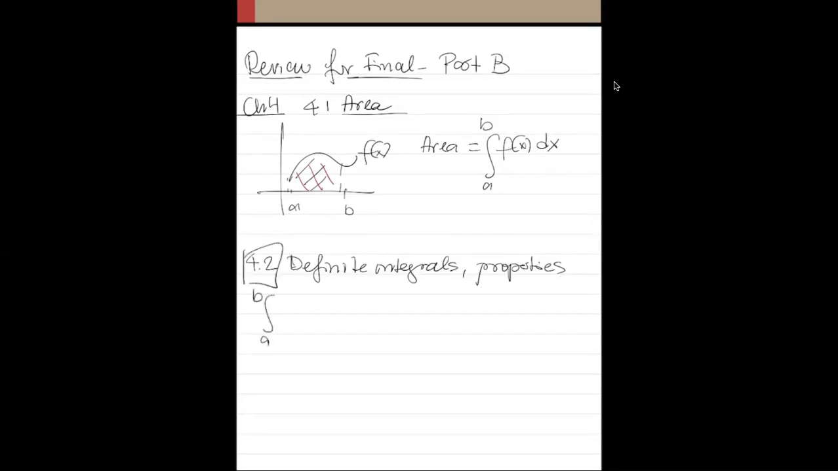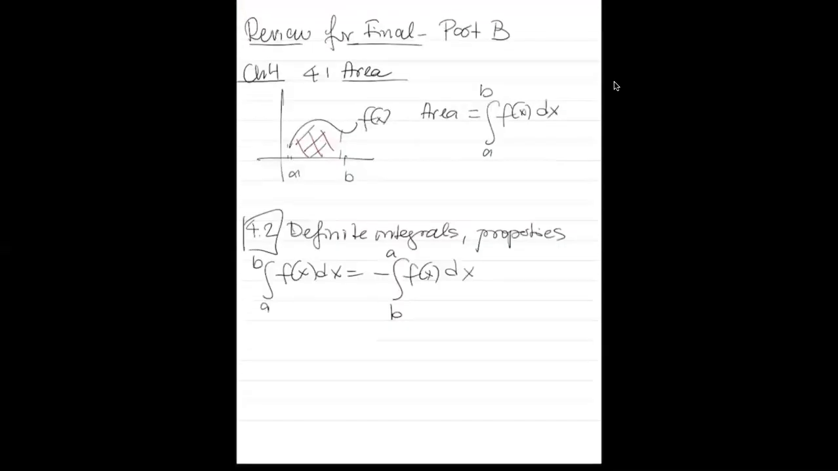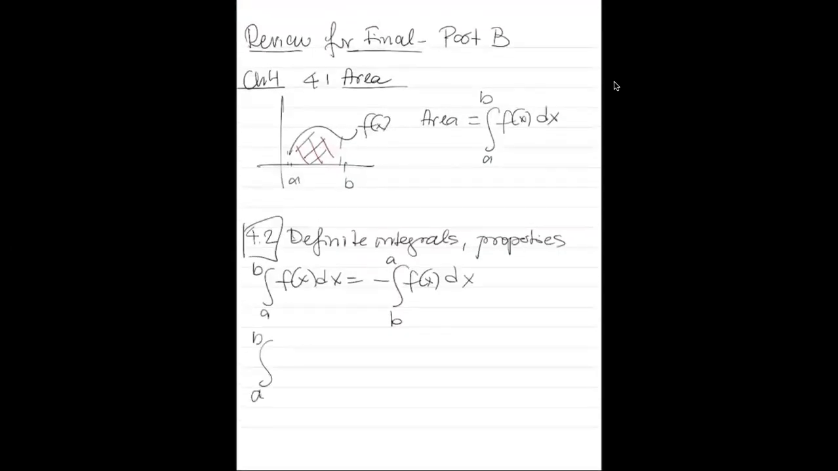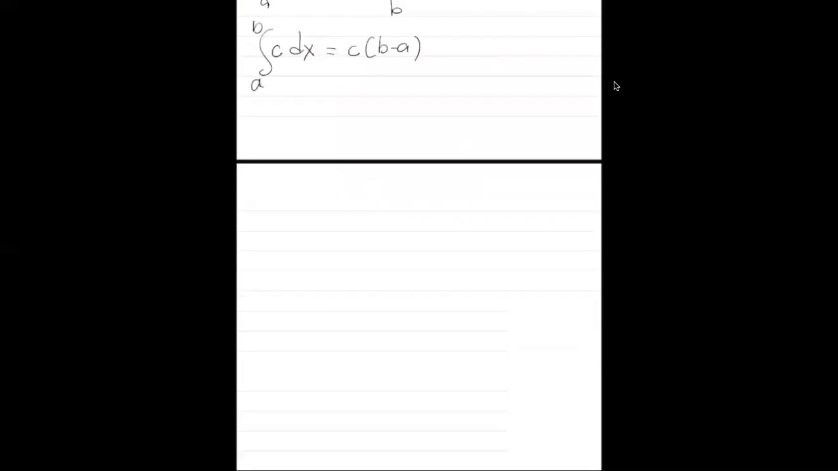Integral from a to b, f of x dx. If you want to switch the boundaries, you have a negative sign on the front. Also, definite integral from a to b of a constant. If a function is a constant, then it's a straight line, then the area is length times width. So c is the height, b minus a is the length of the rectangle.